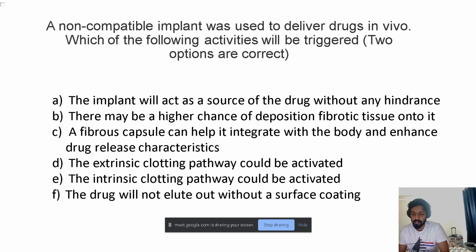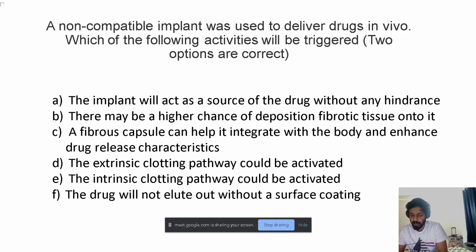There may be a higher chance of deposition of fibrotic tissue onto it. This happens especially in cases of non-compatible implants which have not been surface modified. They get recognized by the immune system, and then this fibrotic tissue, tissue that has undergone fibrosis, gets deposited on there. Since the implant is non-compatible, there'll be a higher chance of this deposition. Seems like a correct option, but let's go ahead.